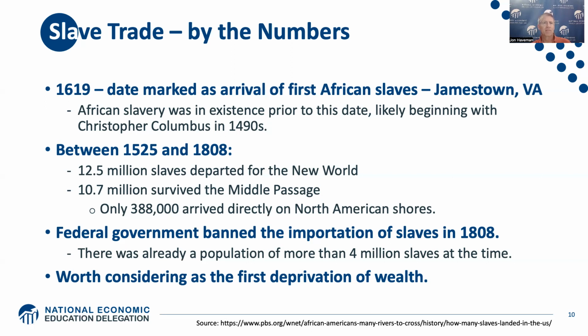So the slave trade largely took place between 1525 and 1808. During that time, about 12.5 million slaves were brought to the New World. Only 10.7 million of them survived the Middle Passage, and only about 388,000 arrived directly on American shores in the colonies. As I mentioned, the vast majority went someplace in the Caribbean. In 1808, the importation of slaves was banned in the United States.